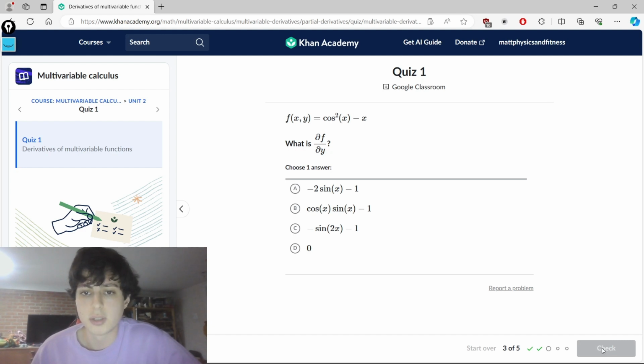Cosine squared x minus x. Again, derivative with respect to y. I don't even see a y. So these are all constants. What's the derivative of a constant?